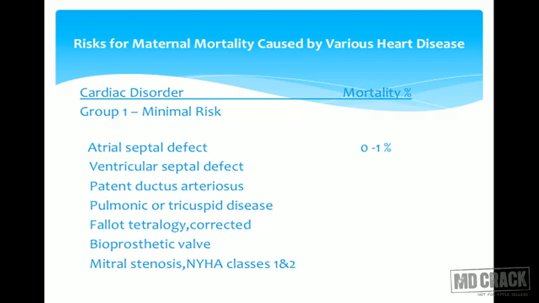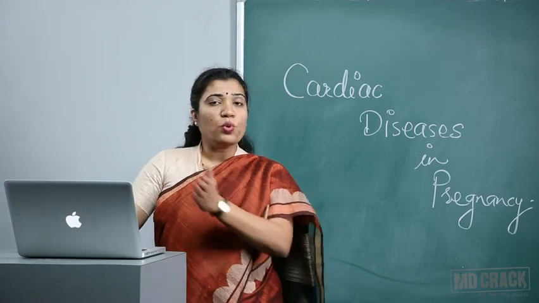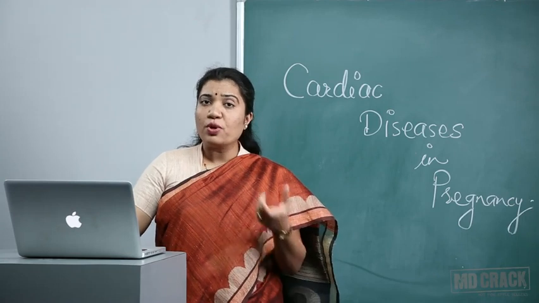Now, there is one more classification, group-wise, where the risk for maternal mortality caused by various heart diseases has been mentioned. Different cardiac diseases like ASD, VSD, PDA (patent ductus arteriosus), pulmonary or tricuspid valve diseases, corrected Fallot's tetralogy, bioprosthetic valve, and mitral stenosis patients which fall in NYHA classes 1 or 2. They fall in group 1, that is of minimal risk, and the mortality is minimum, that is 0 to 1%. So MCQs might be asked which is the most dangerous disease, and if 3 of them and 1 from the 4th or 3rd group is given, you have to identify that.